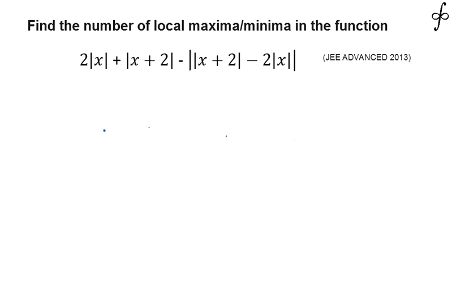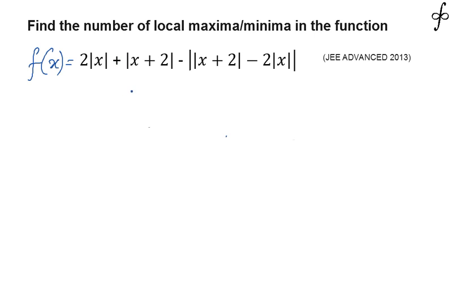So let's take a problem that appeared on JEE Advanced in 2013, and the question says find the number of local maxima or minima in the function f(x) = 2|x + 2| - |(|x + 2| - 2|x|)|. To analyze this particular function, we'll do it graphically to check for the local maxima and minima.